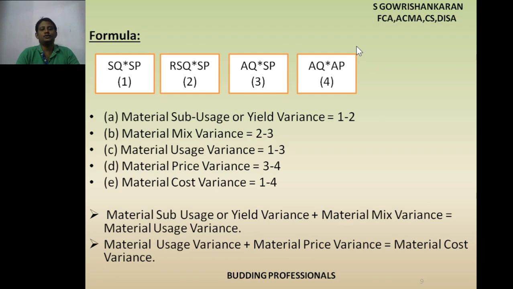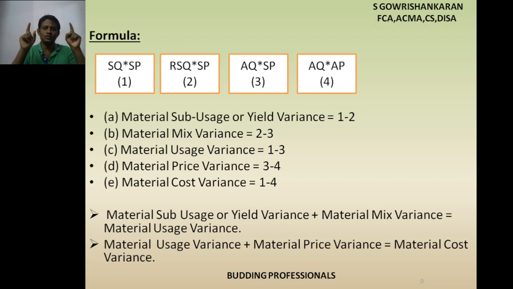Then material usage variances plus material price variances equal material cost variances. So why am I explaining all these formulas? I don't like to just simply read the formulas. But before getting into the problem, you should know the basics of the formulas and how to calculate. Please take notes on this also. Then it is very easy to work out the problems. If you know the formula properly in this structure, it is very easy to understand.